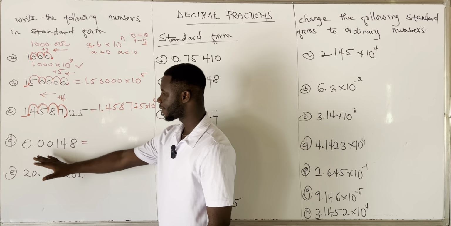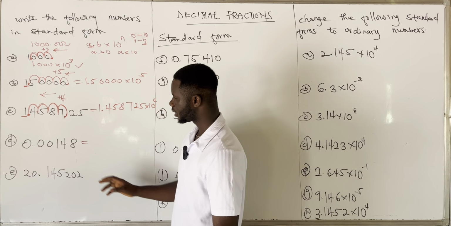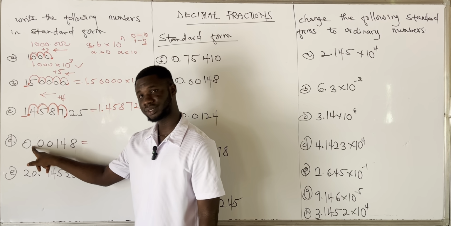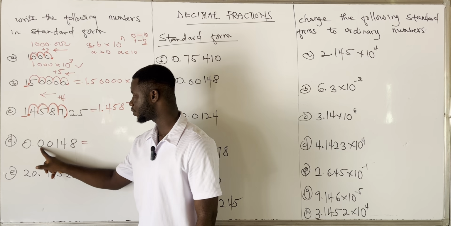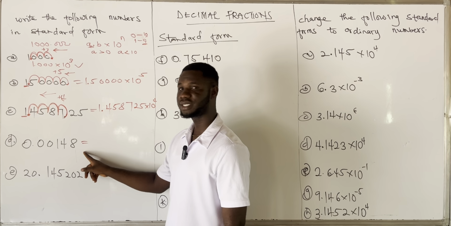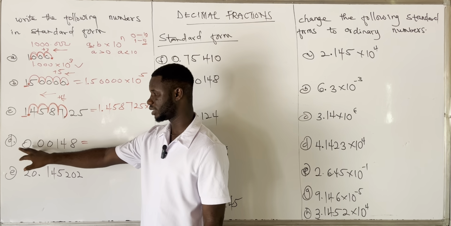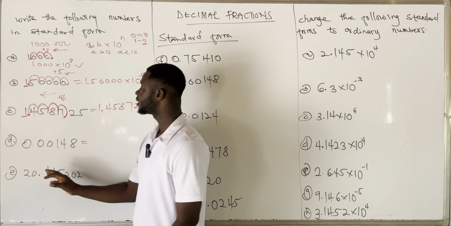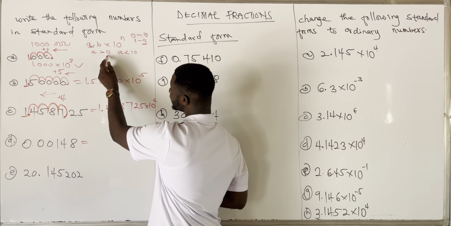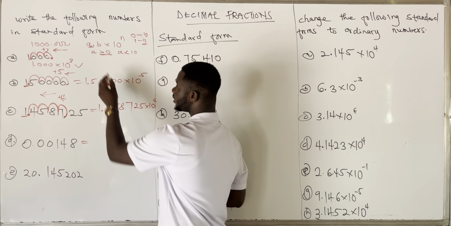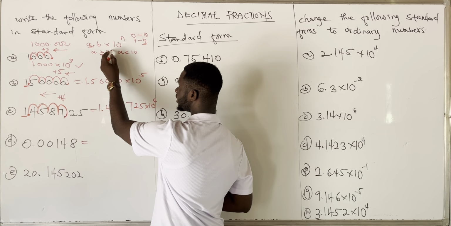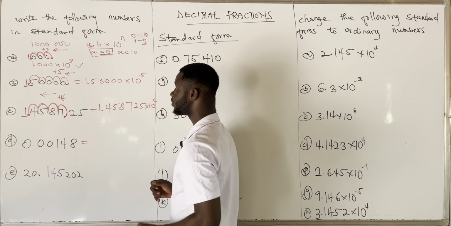Now let's look at the D. The D, we can see that we have the point here, 0.00148. We have the point over here, 0 is starting over here. But we said that the A must be greater than what? 0. The A must be greater than 0.